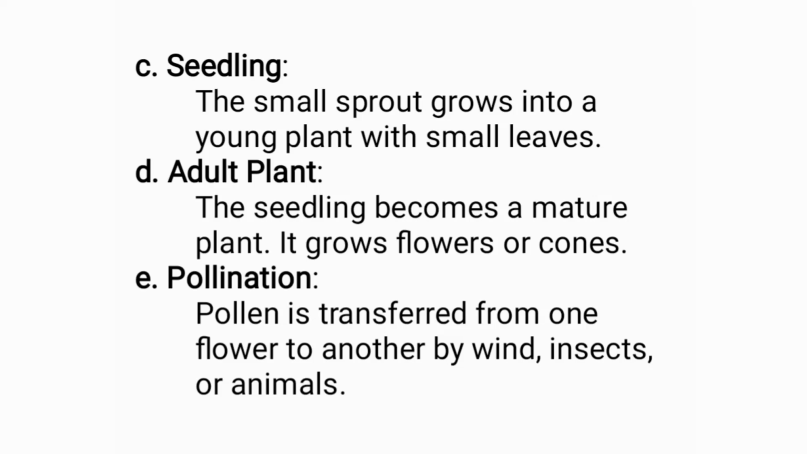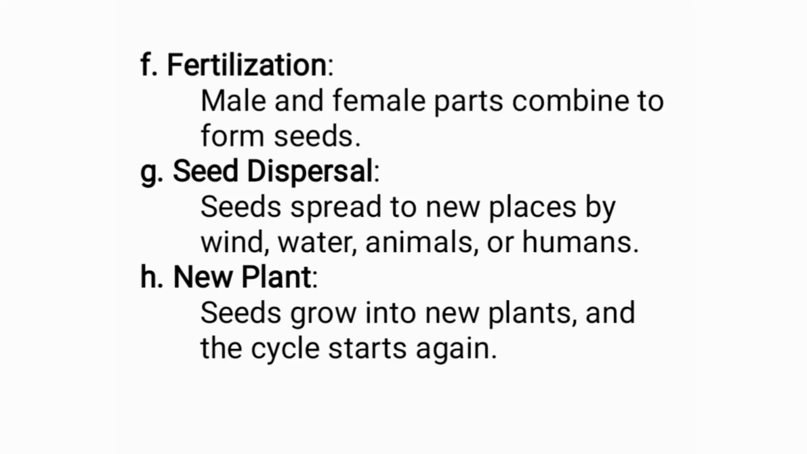E. Pollination. Pollen is transferred from one flower to another by wind, insects, or animals. F. Fertilization. Male and female parts combine to form seeds. G. Seed dispersal. Seeds spread to new places by wind, water, animals, or humans. H. New plant. Seeds grow into new plants and the cycle starts again.